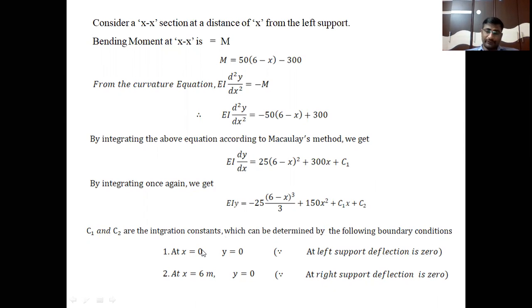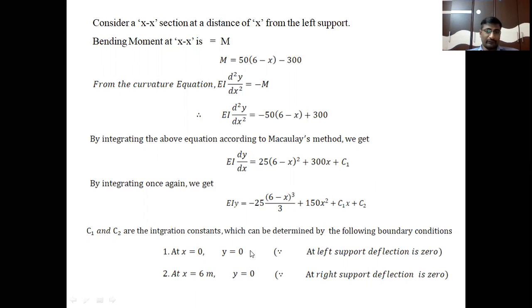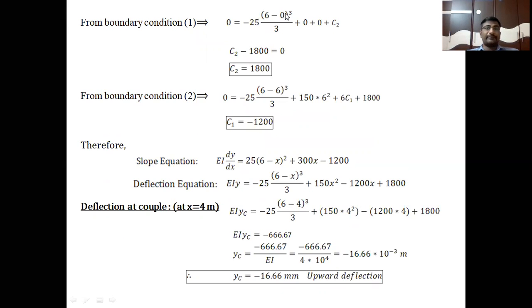So after substitution of boundary conditions into our equation, from the first boundary condition, x is 0, y is 0. If you substitute in the deflection equation, y is 0 on the left hand side, so 0 is equal to minus 25 by 3 (6 minus 0) whole cube, since x is 0, plus 150 into 0 is 0, C1 into 0 is 0, plus C2. So minus 25 (6 minus 0) whole cube by 3 plus 0 plus 0 plus C2. So C2 value is 1800.